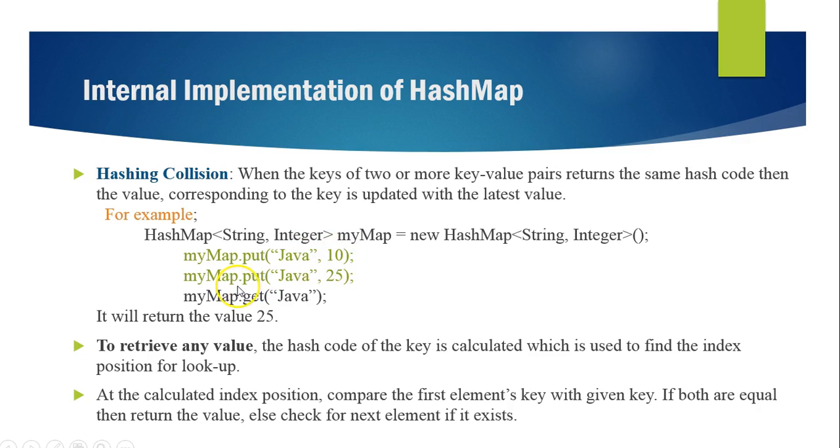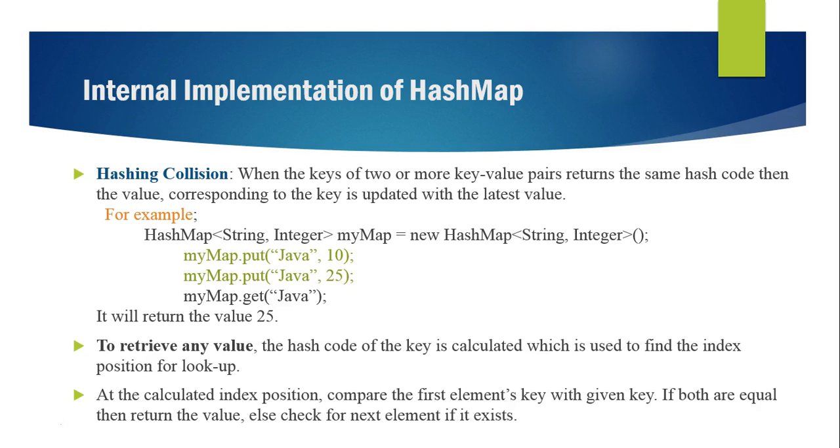Now when we try to insert another entry with the same key, in this scenario both the keys will return the same hash code, which results in hashing collision. So in that case the value will be updated with the latest value. So 10 will be replaced by the latest value, which is 25 in this case. So when we call the get method on the key, we will get value as 25. Okay. So this is basically what is hashing collision.